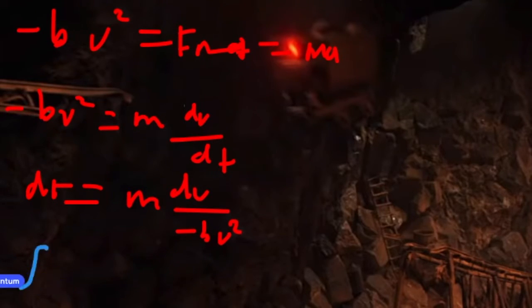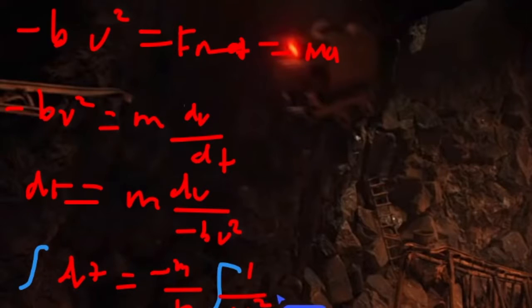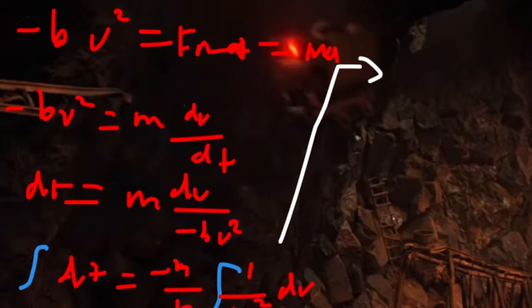We can do the integral of dt is equal to, we can factor out minus m over b because that we know is a constant value. So that's equal to minus m over b times the integral of 1 over v squared dv. Now let's go up here to finish that integral. The integral of dt is just t, and that is equal to minus m over b, and then the integral of 1 over v squared is just minus 1 over v.